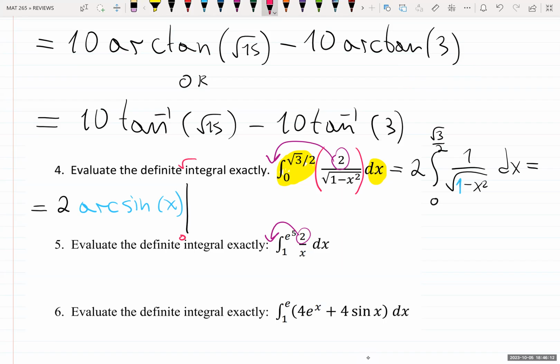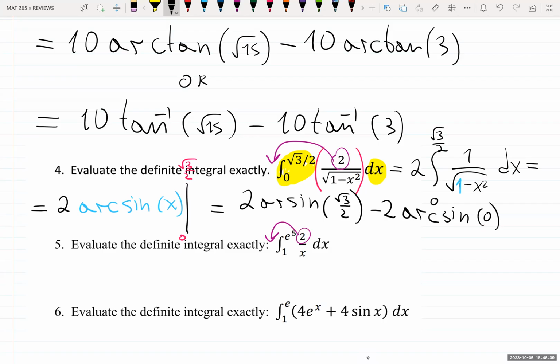0, square root of 3 over 2. Plug the top minus the bottom. You can start right now typing the answer actually. You will type in 2, because it was right in front of it all the time, right? 2 arc sine, or sine minus 1, of the top goes first, square root of 3 over 2, minus 2 arc sine of 0. Type this in, you're fine. This is a good answer.